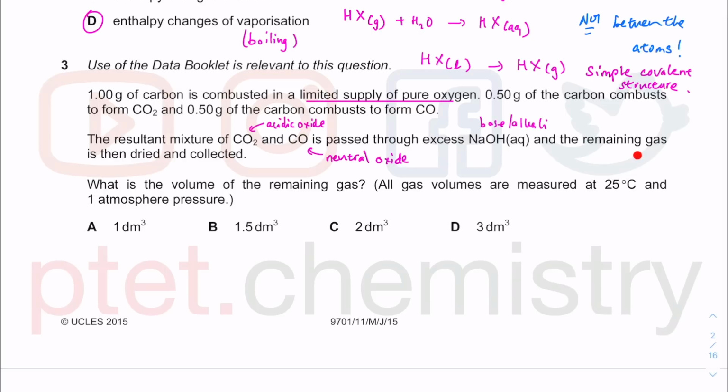This remaining gas is dried and collected. This remaining gas is actually CO gas and not CO2. What is the volume of the CO? That is what they're asking. What is the volume of the CO gas there?